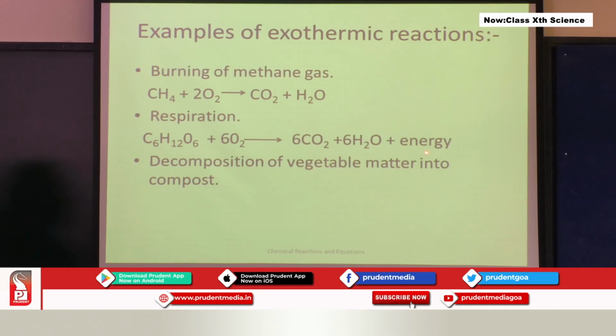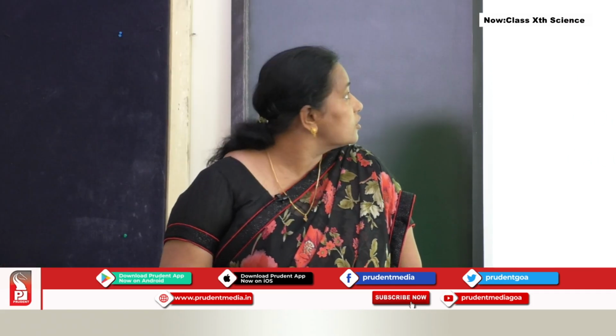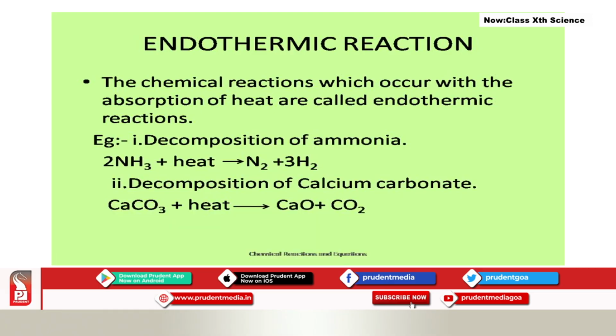Decomposition of vegetable matter into compost is also an example of exothermic reaction. So, here we learned 3 examples of exothermic reaction: burning of methane gas, respiration, and decomposition of vegetable matter into compost. Now, the next type of reaction is called endothermic reaction.